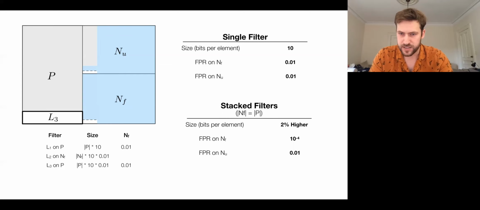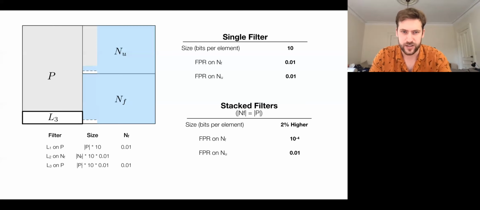But your false positive rate on that frequently queried negative set is going to multiply together, right? So it goes from 0.01 to 10 to the negative fourth. And this is a huge increase. And then the FPR on U is essentially unchanged. And so you can kind of see that there's a big gap in the things that you're trading off. Your size is growing extremely slowly, where your FPR on some negative set that you care about is decreasing very quickly towards zero. And this is the core intuition of stacked filters.